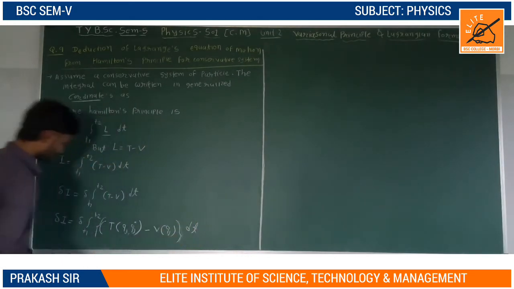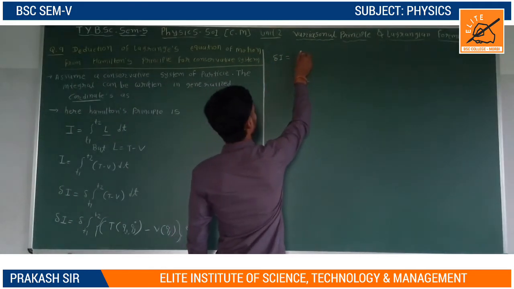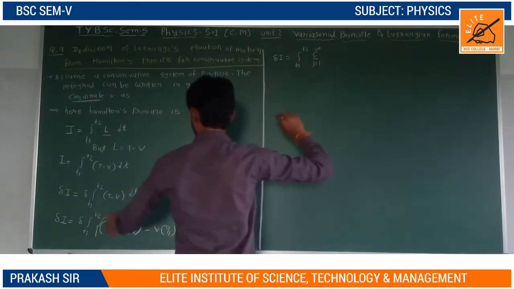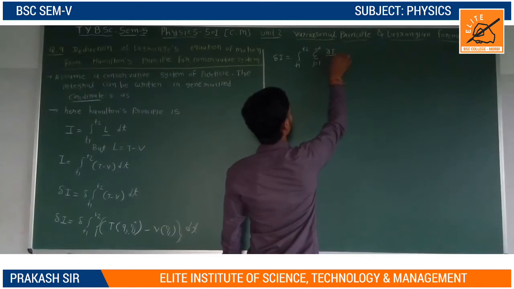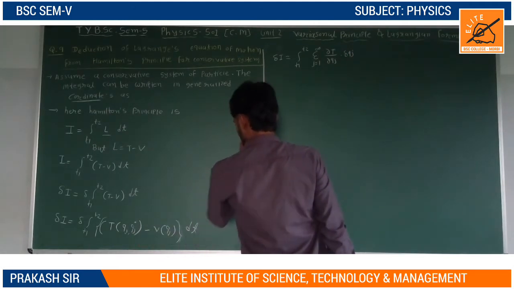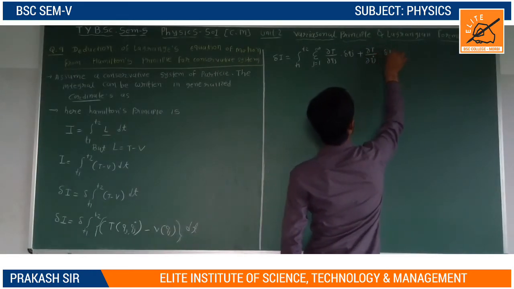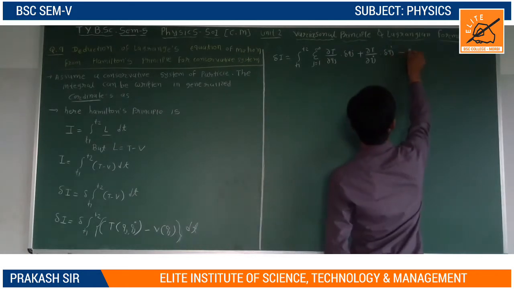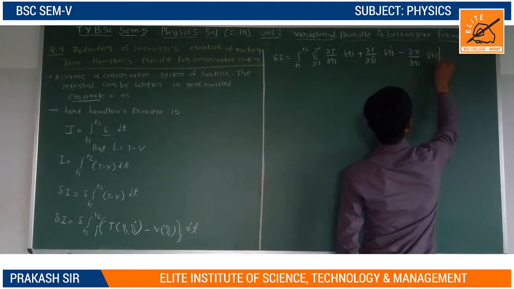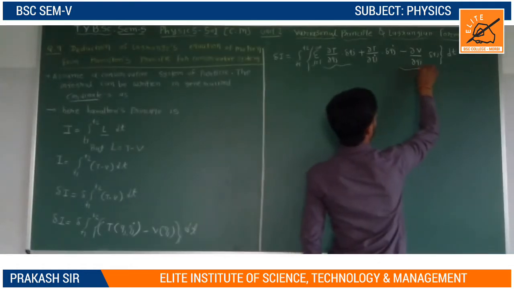Now delta applies to every coordinate. So delta I is equal to the integral from T1 to T2 of the summation over j from 1 to infinity, over the particles, of del T upon del qj into delta qj, plus del T upon del qj dot into delta qj dot, minus del V upon del qj into delta qj, all into dt.